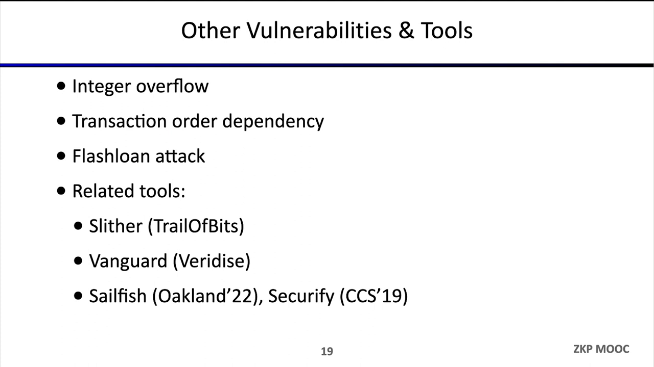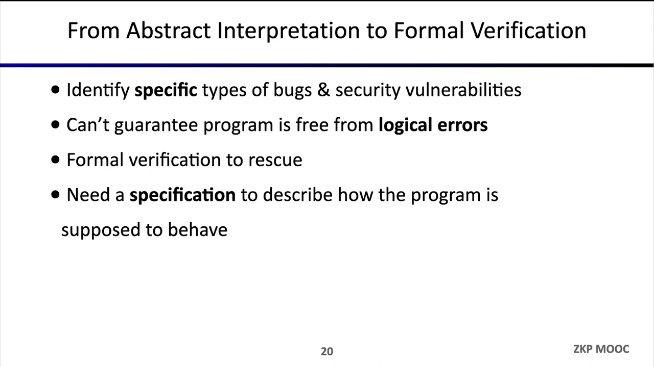Such as integer overflows, transaction order dependencies, and flash loan attacks, and there's a whole bunch of research in both the academic community as well as industry. For instance, Slither is probably one of the most popular static analyzers that can encode a bunch of common vulnerabilities. And Vanguard, a framework, can also enable the smart contract developer to encode and capture flash loan attacks. So abstract interpretation is very effective in identifying specific types of bugs and vulnerabilities. However, it cannot guarantee your program is free from logical errors.